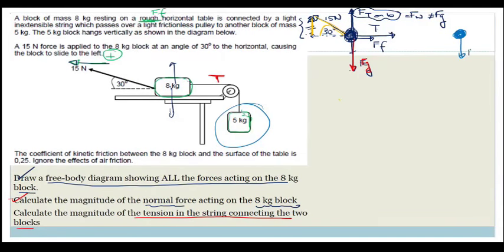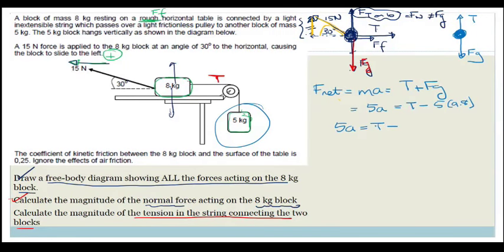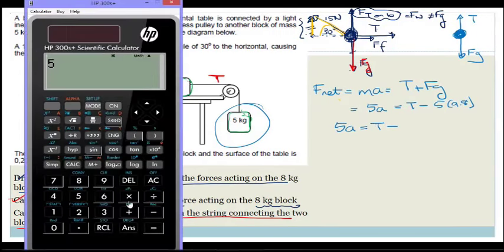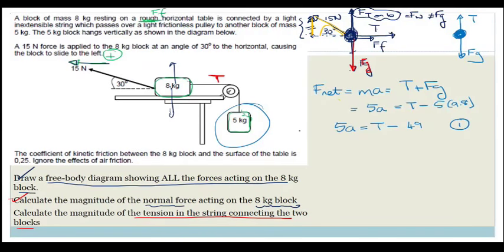So do you agree that this one's equation is really easy? We've got F net, or F res, is equal to ma, which equals T plus the force of gravity. But we've chosen this as positive, which means that this force of gravity is going to be negative. So therefore, the mass, which is 5a, is equal to T minus 5 times 9,8, which is 49. And that is equation 1.